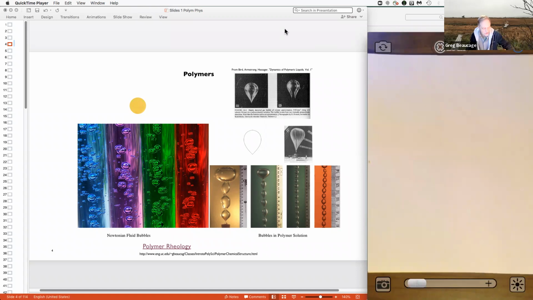So last time I started going through how you define a polymer, or in other words, how a polymer is defined from a physics perspective. And one of the main ways is through rheology. So I showed you some examples of different polymer flows, like this teardrop shape bubble that will form in a polymeric fluid. And then I showed some rheology curves, right?